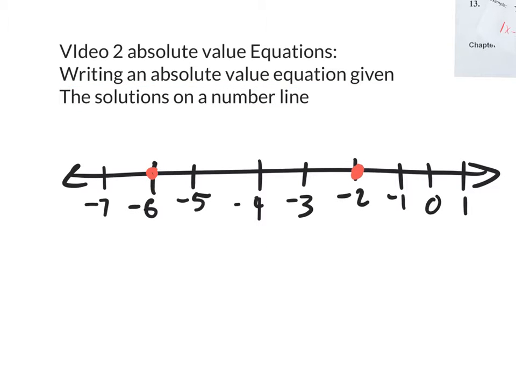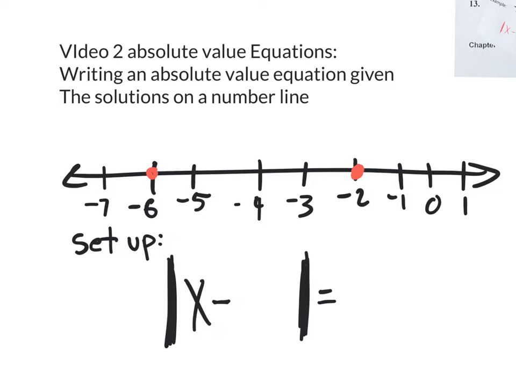So let's say our answers were -6 and -2. So right here it gets a little more complicated. Let me tell you how to do the setup here. This is what I want you to set up. Let's do some giant absolute value signs with the x minus in there and a blank spot, and then equals blank spot. Now inside here, we're going to do x minus the midpoint.